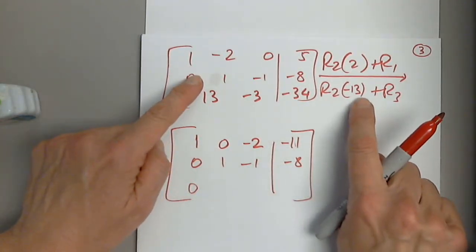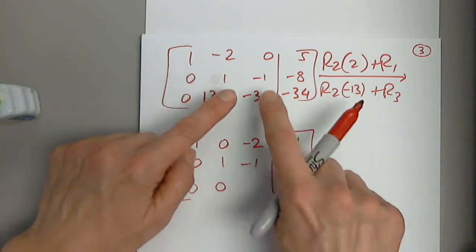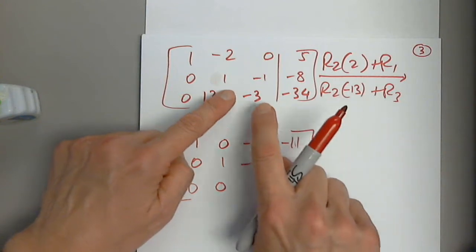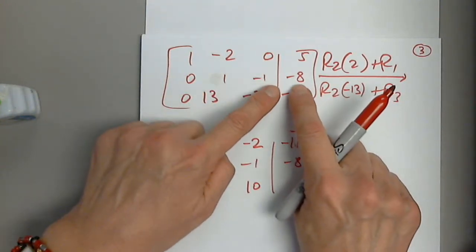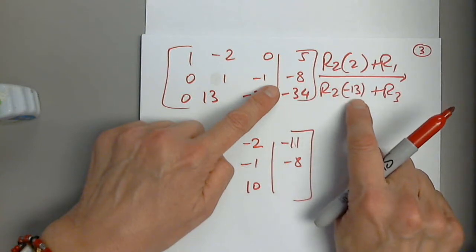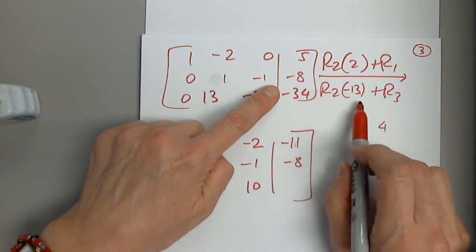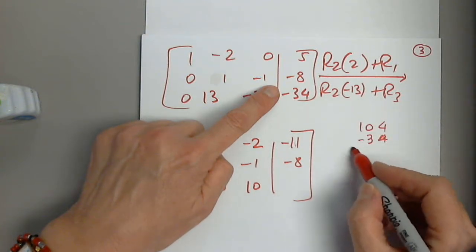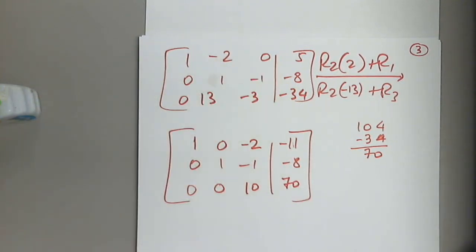1 times -13 plus 13, 0. -1 times -13, 13, minus 3, 10. -8 times -13, 104. Very good. Positive. And minus 34, 70. Remember, we're not looking back.